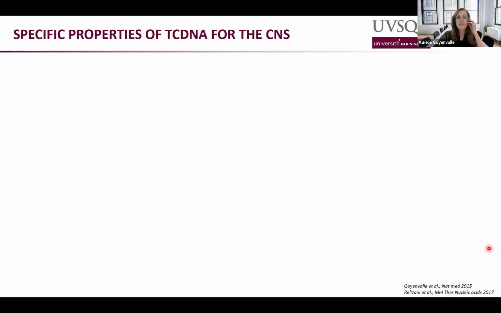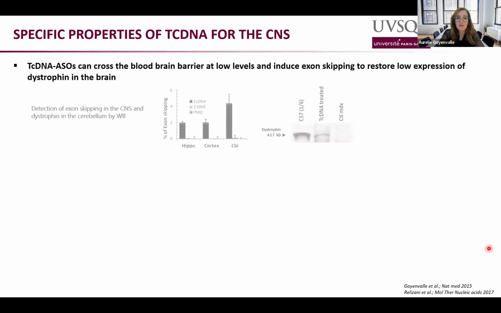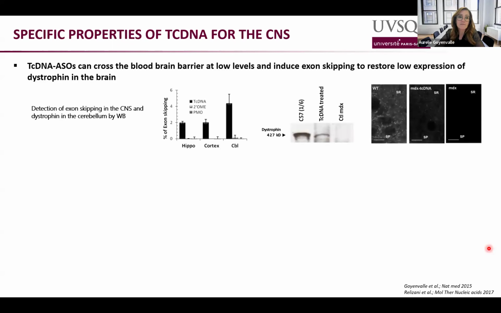So for the last part of my talk, I wanted to focus on the CNS part and the possibility of addressing DMD-associated comorbidities in the brain. And for this, I want to come back to some of the properties of the tricyclo that we had identified already in the earlier studies, where we had seen that the tricyclo were able to cross the blood-brain barrier at low level.